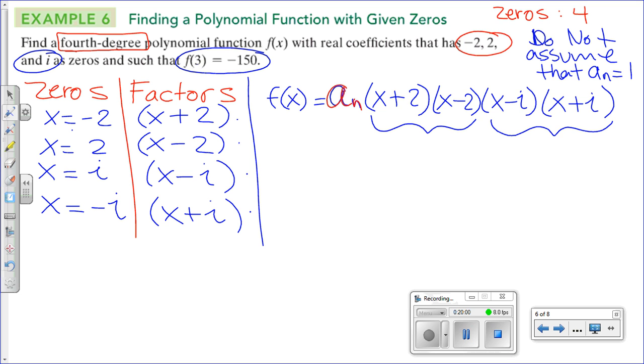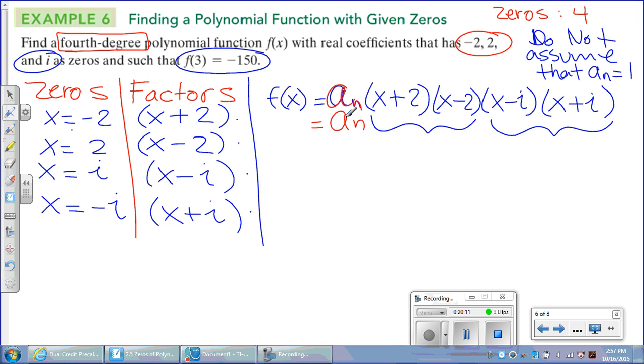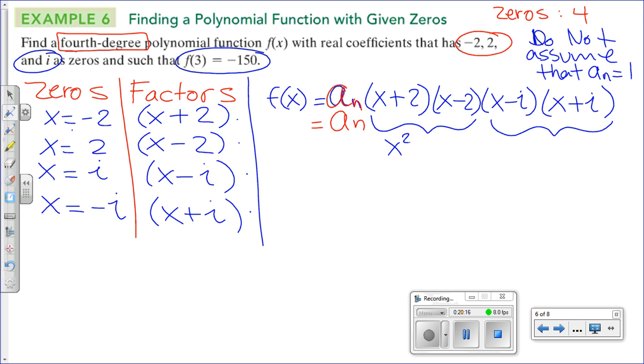Okay. So if we do that, we still have here a sub n. If we multiply these two, they're actually going to give us a difference of squares. So x times x is x squared. x times negative 2 will be negative 2x, and then positive 2 times x is positive 2x, and then positive 2 times negative 2 is negative 4. If you notice, the two terms in the middle will cancel out. So instead of doing that, I'm just going to write it as a difference of squares. And so that will be x squared minus 4.